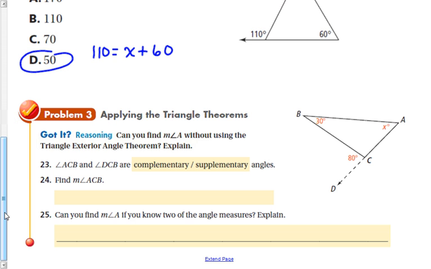Applying the triangle angle theorem, I'm going to just let you try that one. See what you get.